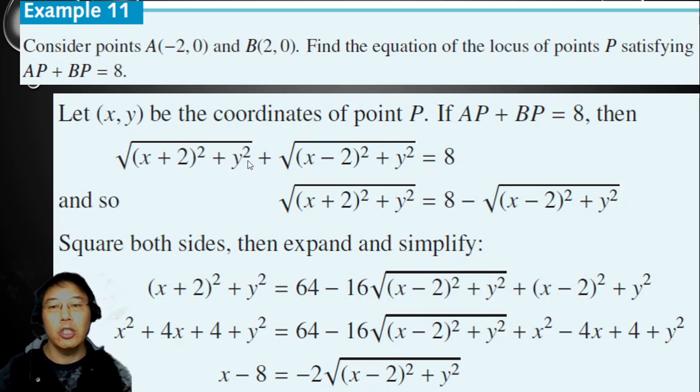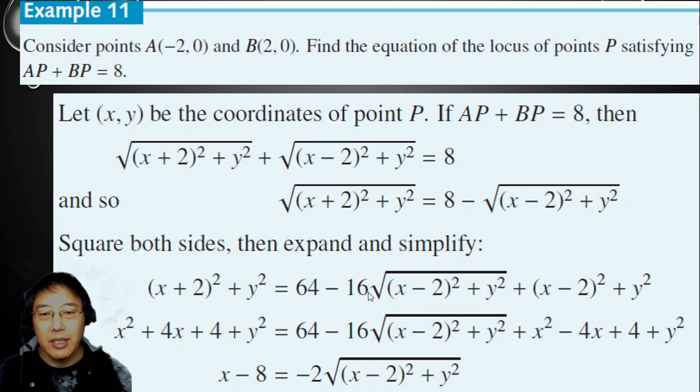So the strategy here is to isolate one square root, it doesn't matter which one, on one side. Let's say we keep this one and we transpose the other one. So now we have one square root on one side. Now you square the whole equation.